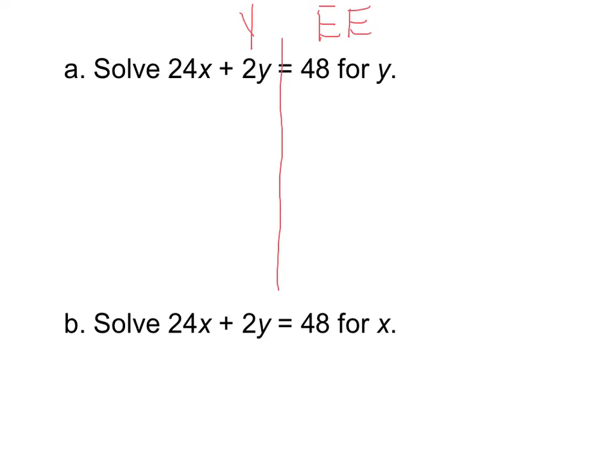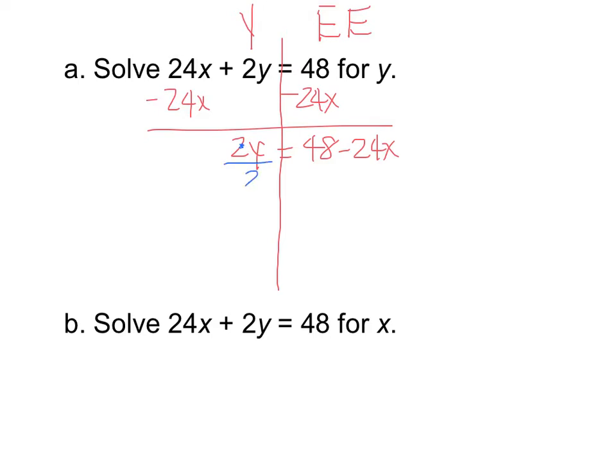So if I need to get y by itself, the first thing I need to get rid of is the 24x. So I'm going to subtract 24x from both sides. So I end up with 2y equals 48 minus 24x. Recall that you cannot actually combine 24x and 48 together because 24 has x attached to it and 48 does not. So the last thing I would do to get y completely by itself is I need to get rid of that 2. And remember, whenever you have a number and a letter right next to each other, they are multiplied. There's an understood multiplication sign in between them.